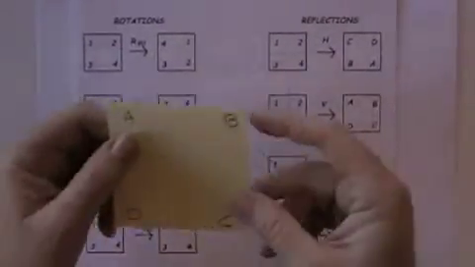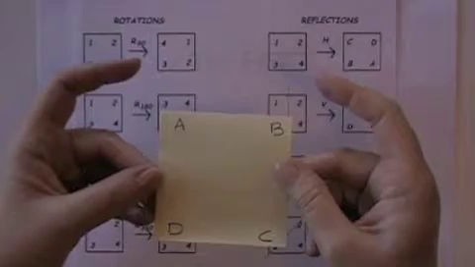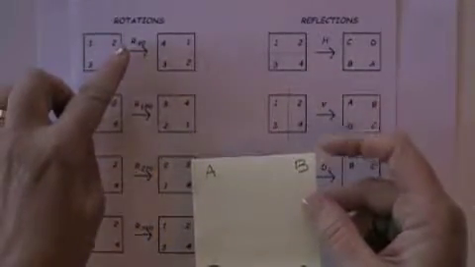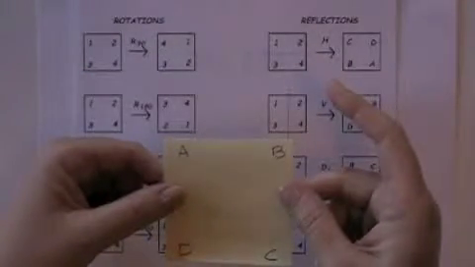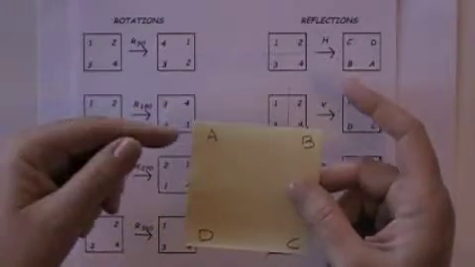In this video, we're going to use a Post-it note or square piece of paper, and we're going to look at all the different ways to rotate and reflect that square piece of paper. So just follow along with me for right now.